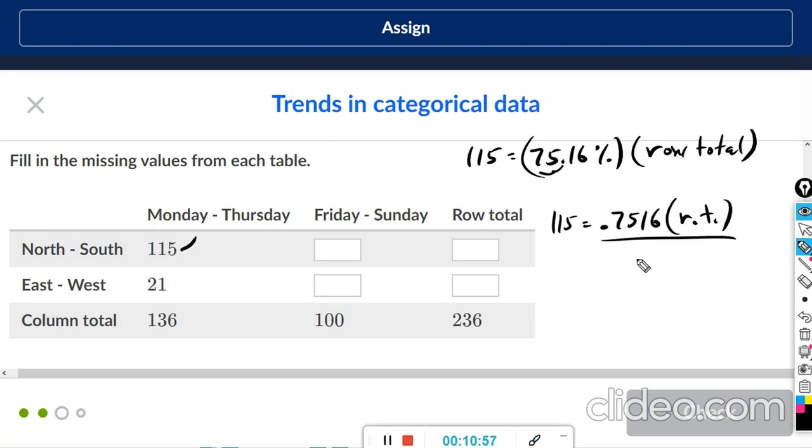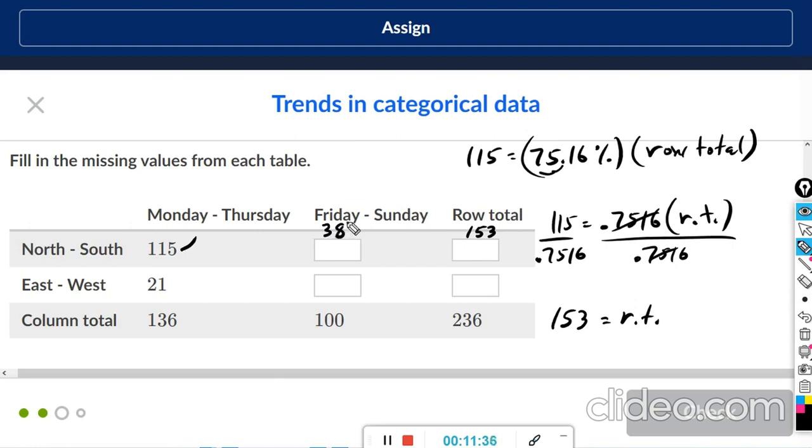Okay. Dividing both sides by 0.7516, it cancels over here, and I'll do this on the calculator. 115 divided by 0.7516, and I get 153. Round it off to the nearest whole number. 153 is the row total. That's right here. So this value here is going to be 153 minus 115. Okay, and that's a 38.